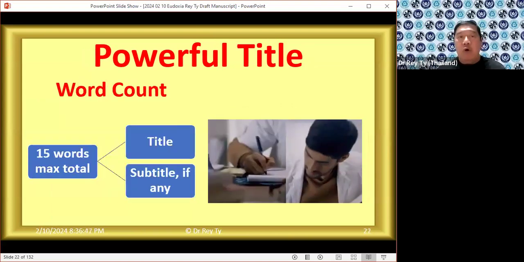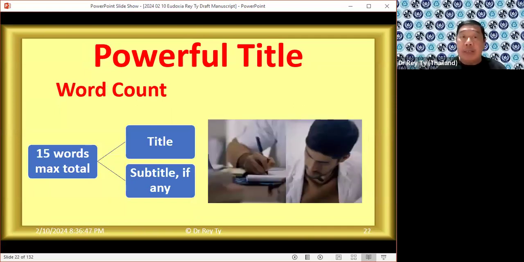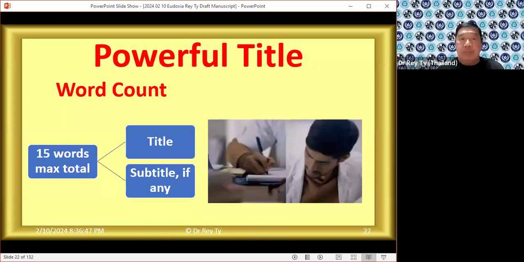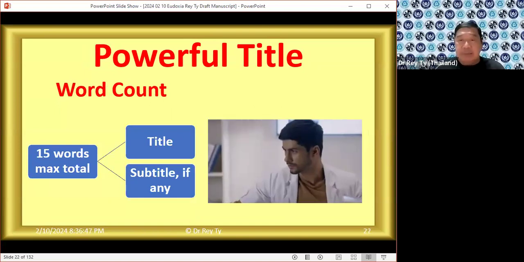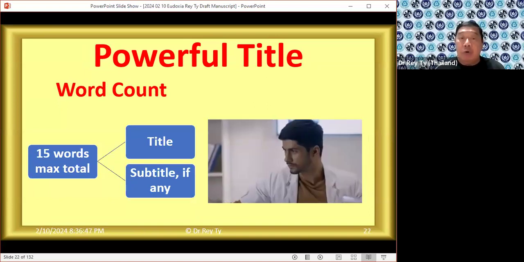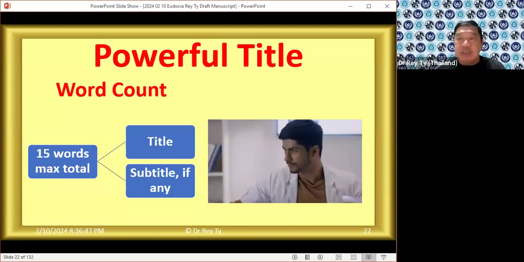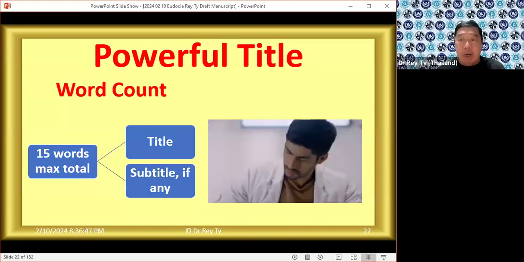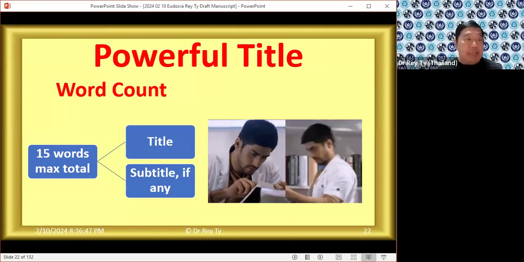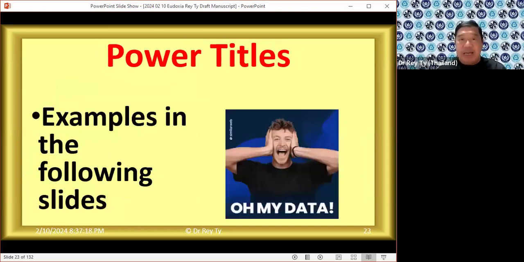Okay, avoid jargon. And oftentimes there are word counts for everything for publication, like in a journal. 15 words max is the usual max word count, which includes both the title and, if you have a subtitle as well, you consider both of them to be part of the word count. So try to count each time you write your title. If you go beyond it, revise, revise, revise.